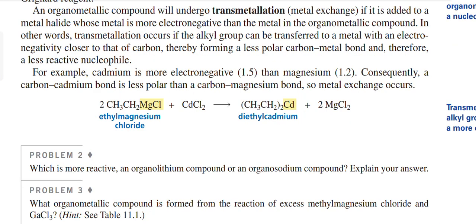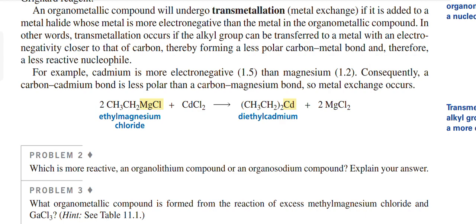An organometallic compound will undergo transmetallation, that is metal exchange, if it is added to a metal halide whose metal is more electronegative than the metal in the organometallic compound. In other words, transmetallation occurs if the alkyl group can be transferred to a metal with an electronegativity closer to that of carbon, thereby forming a less polar carbon-metal bond and therefore a less reactive nucleophile. For example, cadmium is more electronegative, at 1.5, than magnesium, at 1.2. Consequently, a carbon-cadmium bond is less polar than the carbon-magnesium bond, so metal exchange occurs.